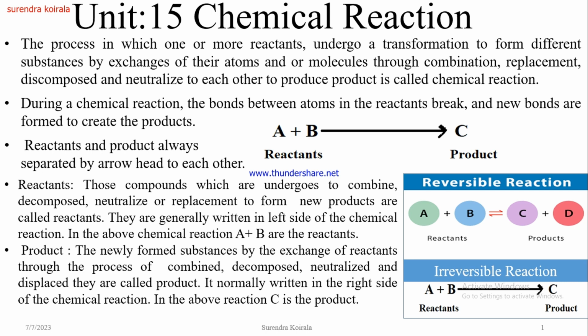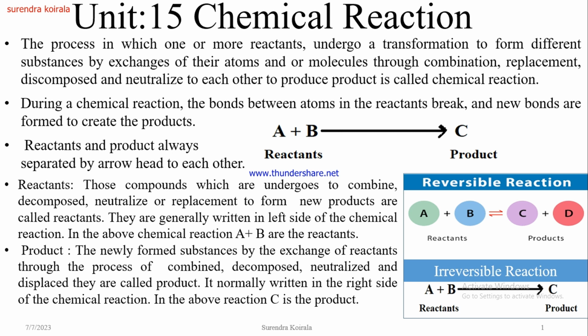The first one is the reactant, and the second one is the product. Reactants are the compounds, groups of atoms, molecules, elements, and atoms that undergo and take part in the chemical reaction to form the new compound. They are called reactants, and reactants are generally written on the left hand side of the chemical reaction. And the product is the newly formed substance produced by the exchange of the reactants.